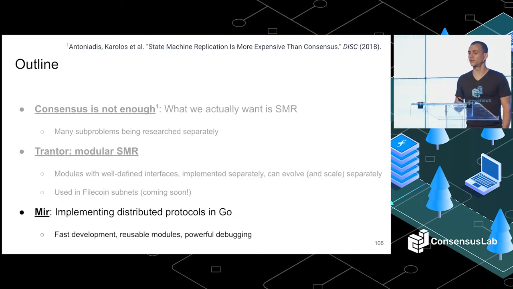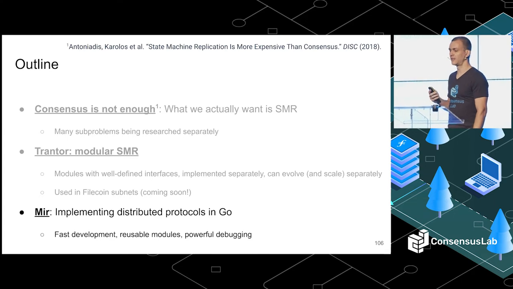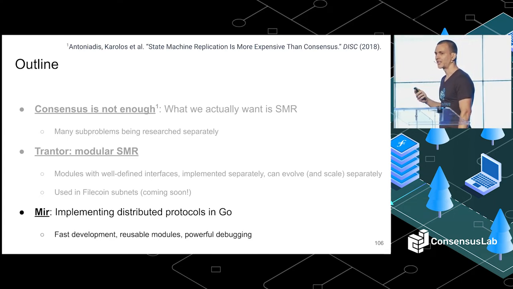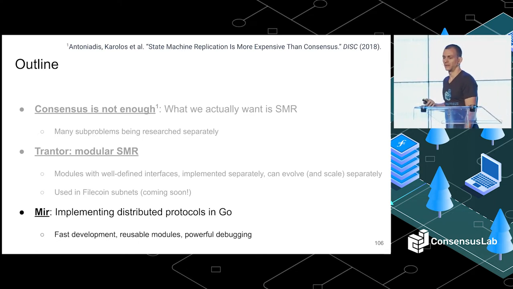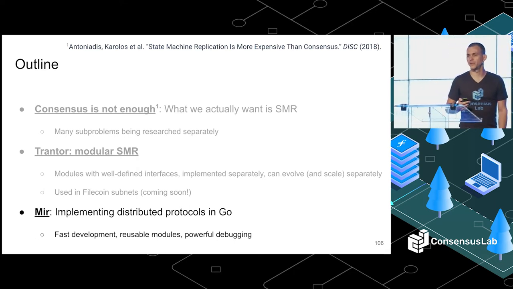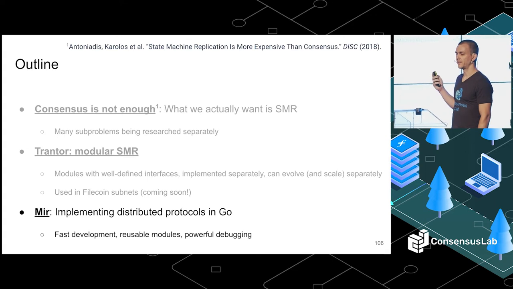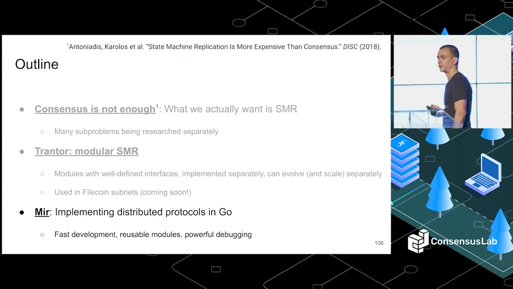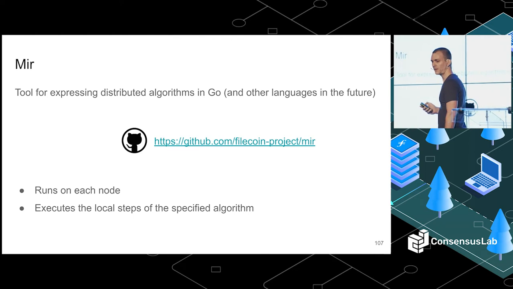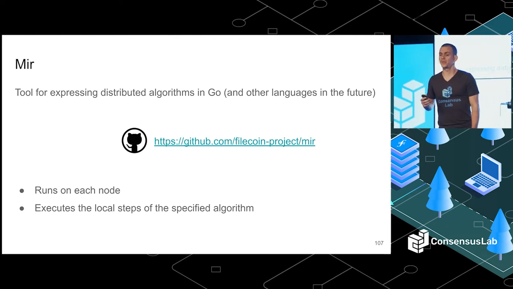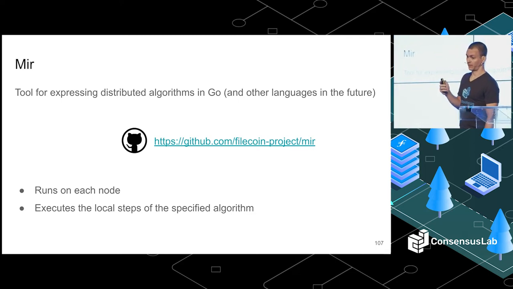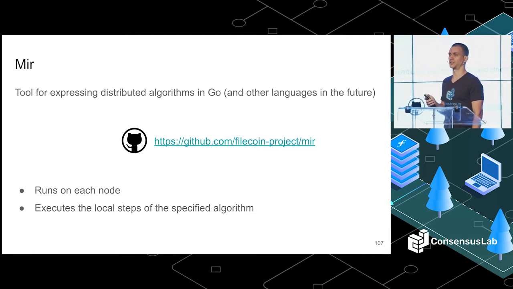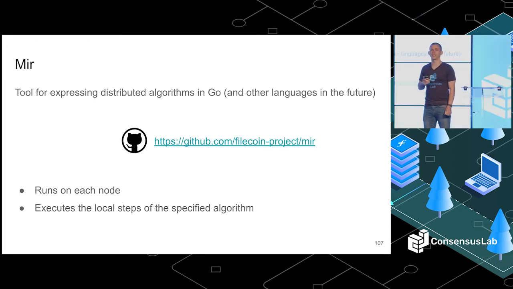And now the last part of my talk is about very practical things, and namely about how we actually implement this in code. So for this, we use MIR, and MIR is a framework that allows for fast development of distributed protocols with reusable modules and with a powerful debugging mechanism. So MIR really is just a tool for expressing distributed algorithms in Go, because Go is the language we're using now. We are planning to extend this to multiple languages as well in the future. It shouldn't be actually that hard to do.